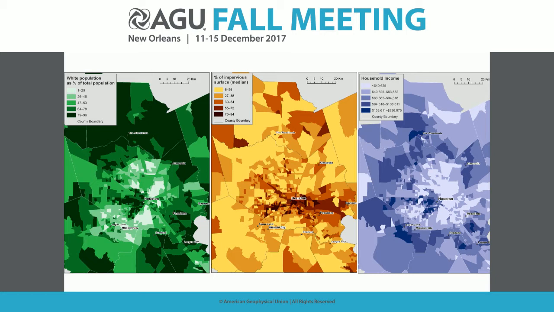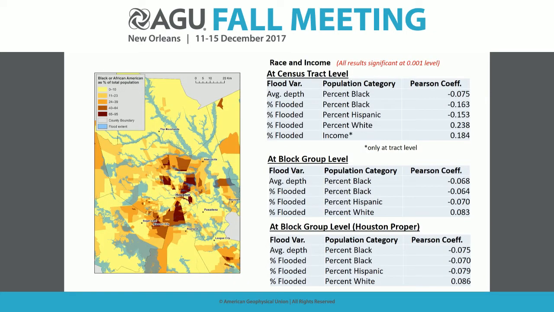Here you see the impervious surface proportion of each census unit, in this case census tract, in the center, and then you have race, white population proportion, and household income on the left and right. So I'm quickly running out of time here, but I'll wrap up.